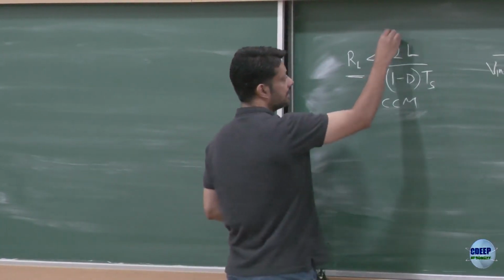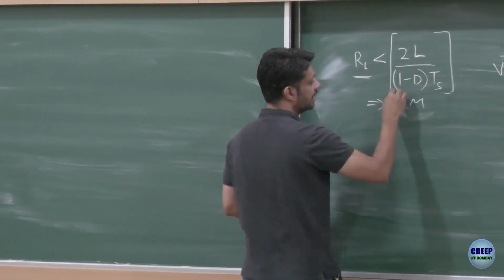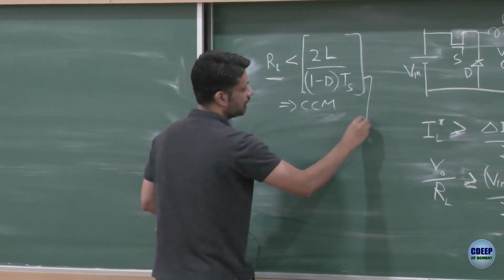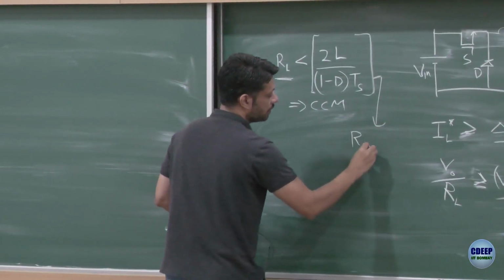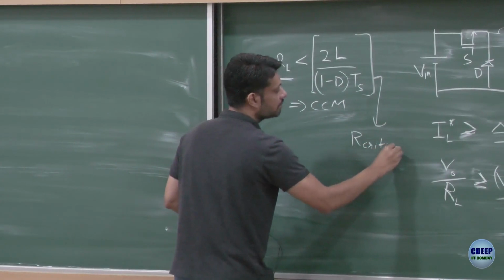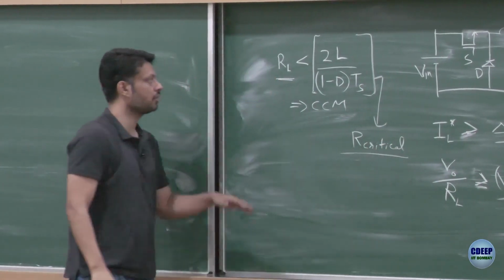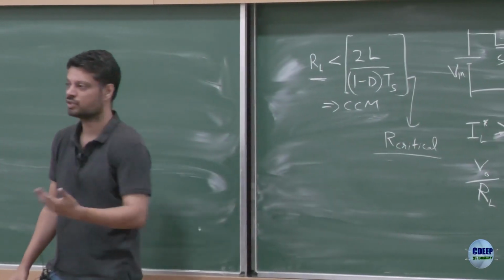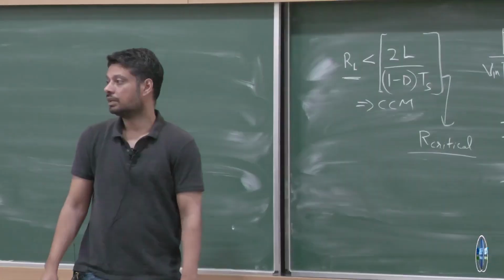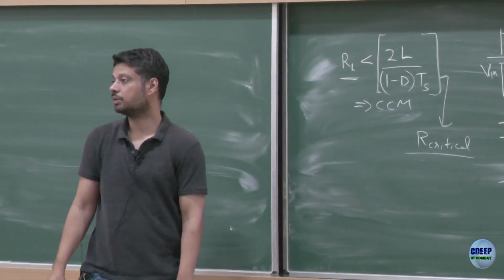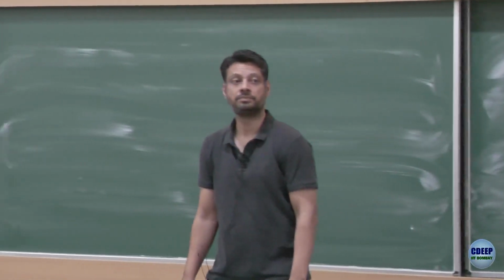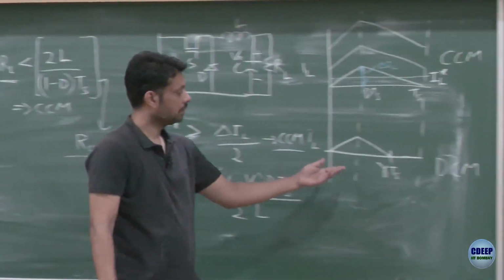We also call this right hand side expression the critical resistance. So this we can call R critical, which means that if your resistance is less than the critical resistance, you are in continuous conduction mode. Is that okay? Any questions? Alright. Now let us go.